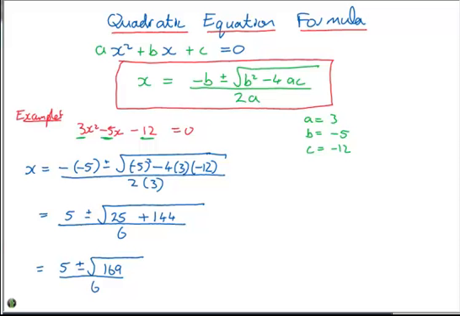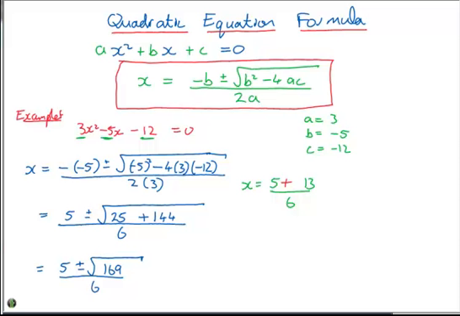Now, if you have your calculator, you can put your numbers in right now and work out your plus and minus, and you get two answers. This works out okay because the square root of 169 is 13, so we'll be able to just work this out. So I'm going to do the first solution in green here. So you could have x is equal to 5 plus the square root of 169, which is 13, over 6.